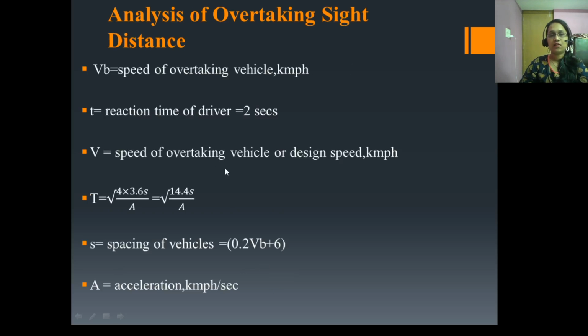So your VB there is the speed of the overtaken vehicle. Small t is your reaction time, it is 2 seconds. V is the speed of the overtaking vehicle or the design speed. Capital T is the square root of 14.4s upon a. S is the spacing of the vehicles and a is your acceleration.